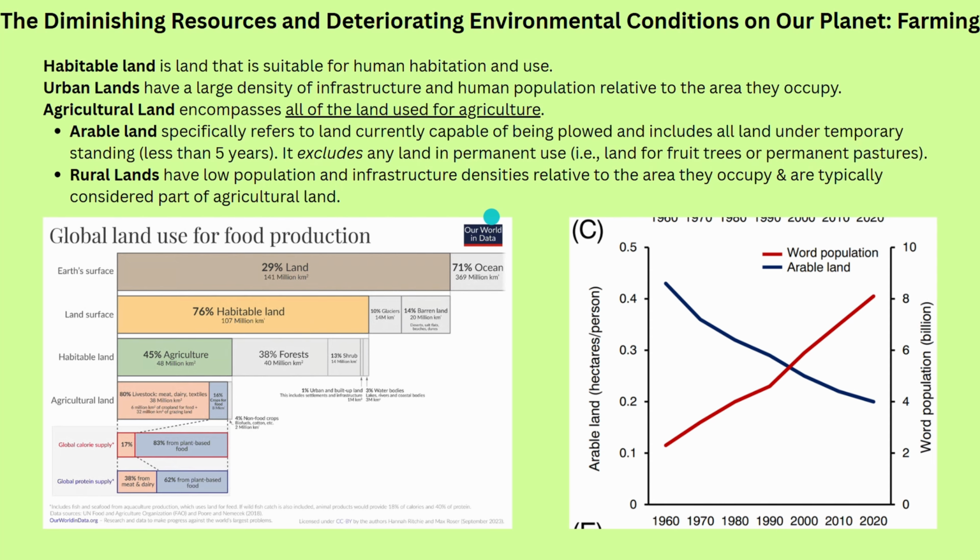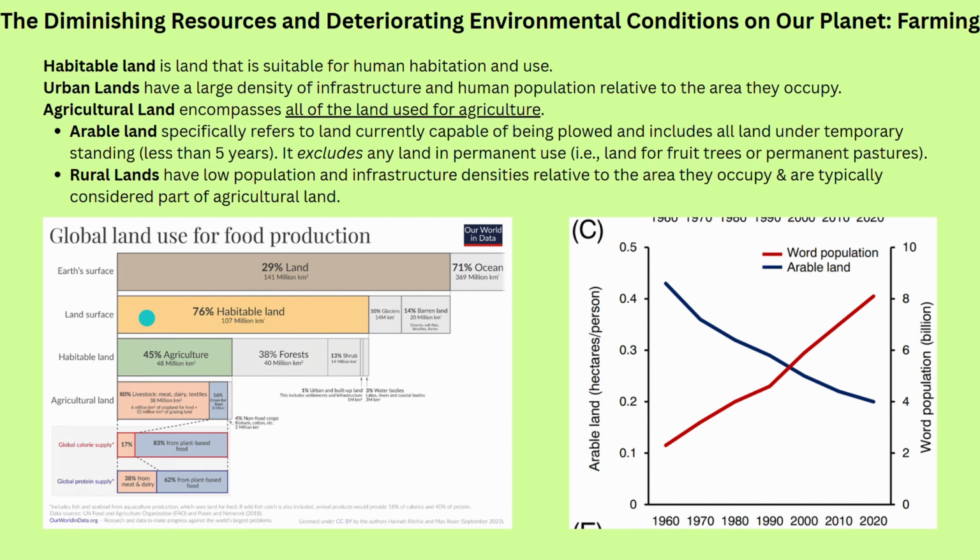And in some sense, that is true, but realistically, roughly 55% of all humans live in urban areas, which take up roughly 1% of all hospitable land. This little sliver, 55% of humans live here. This leaves the remaining 45% to be scattered across rural lands, where the land has low population and infrastructure densities relative to the area they occupy.